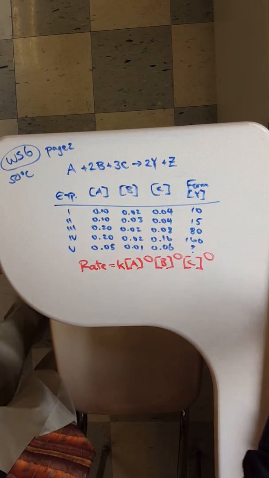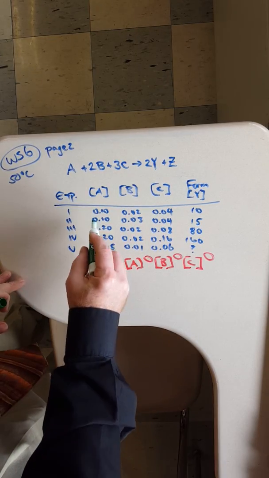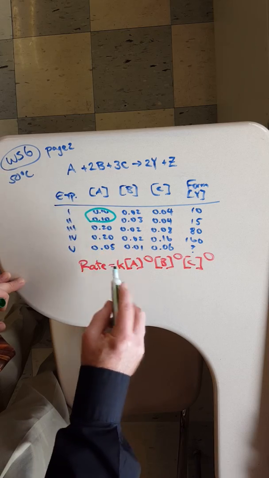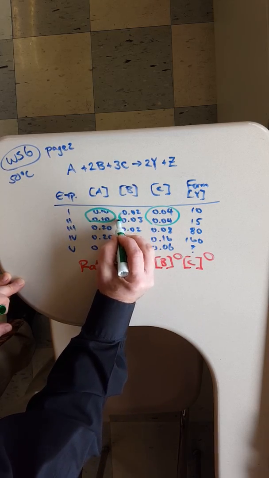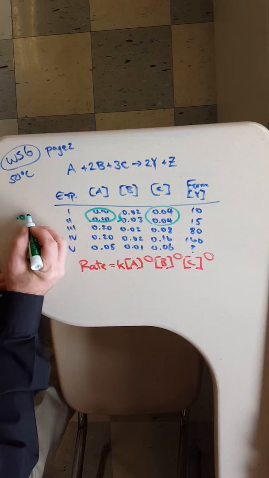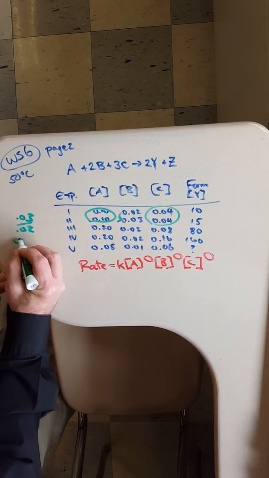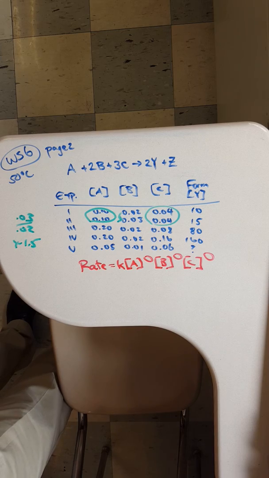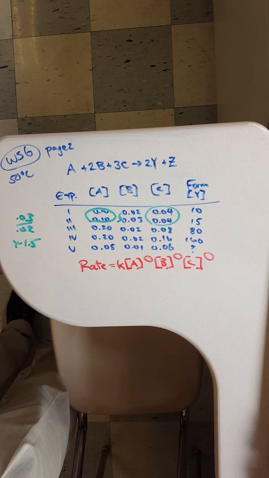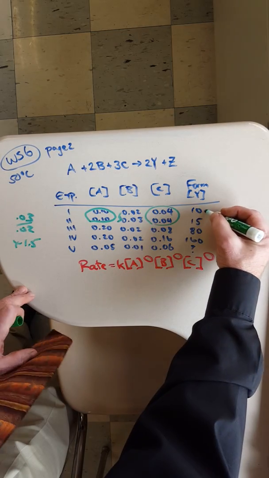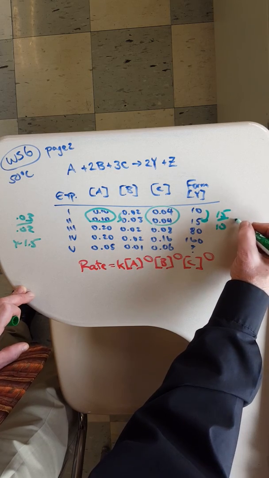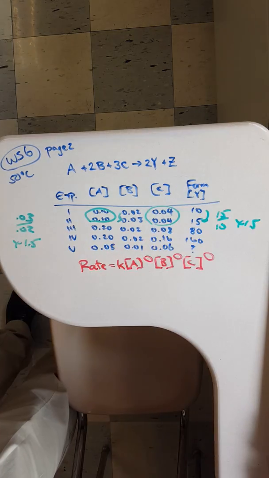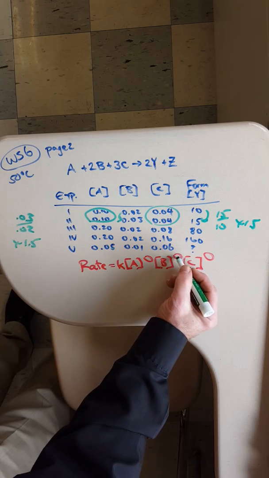I look at experiments 1 and 2. A does not change, C does not change. Going this way, 0.03 over 0.02, that's by a factor of 1.5. I increased B by a factor of 1.5. Well, 15 over 10 is also a factor of 1.5. Pretty confident in saying B is first order.